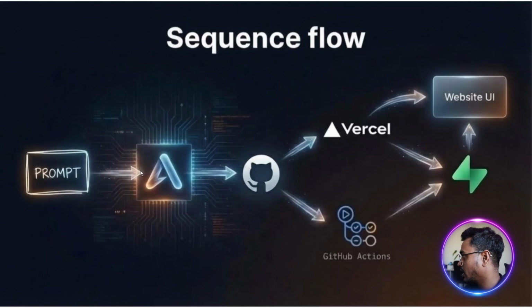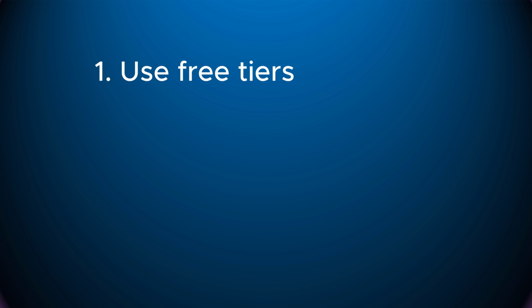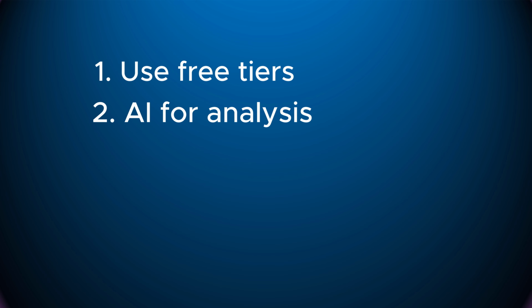How does it work? Key takeaways. 1. Use free tier GitHub, Vercel, Supabase. They are actually free. No trial. Actually free. 2. Use AI for analysis, not generation. Way cheaper, way faster.